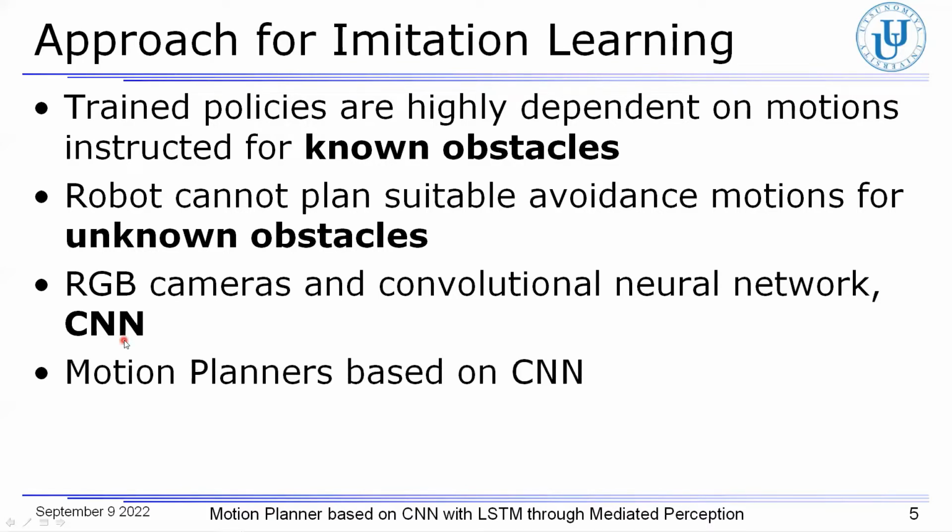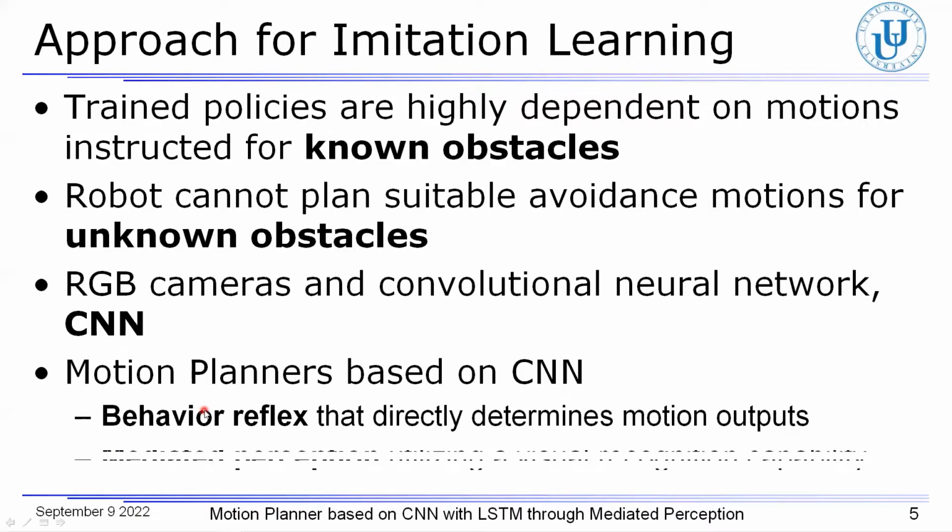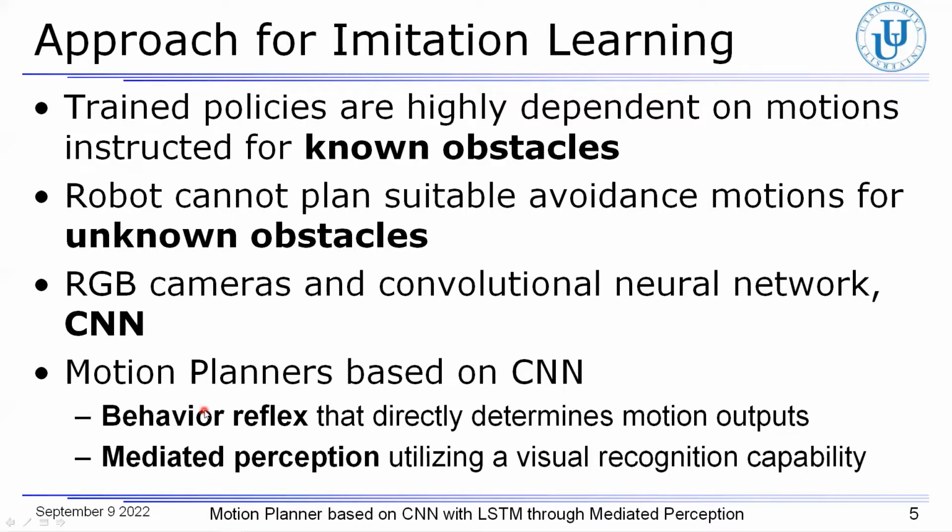The motion planners based on CNN are categorized into two approaches: behavior reflex and mediated perception. In the former approach, behavior reflex, motion outputs are determined directly from the image inputs. For image inputs with unknown obstacles, however, it is difficult for the robot to plan the avoidance motions. Therefore, we adopt the latter approach, mediated perception, which utilizes a visual recognition capability.